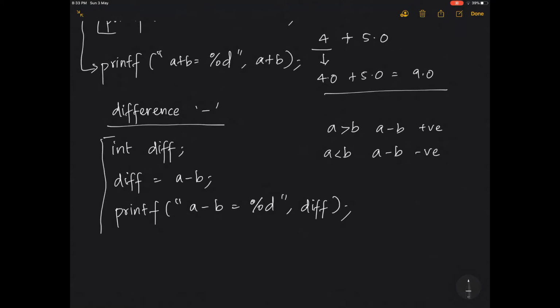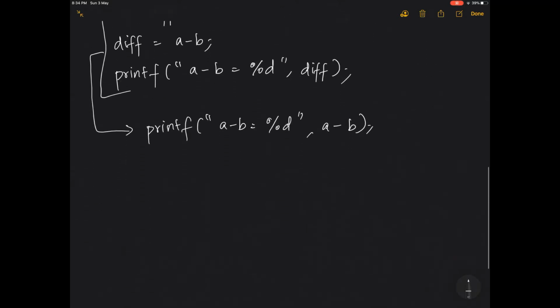Or in place of these, we can replace this with the statement printf a minus b is equal to %d, and just go ahead and print a minus b. So this one statement serves the purpose of the three statements. This is exactly like how we did the sum operation. Here also, if both the operands are integer, you will get your value in integer. If one of them is float, the other will be implicitly converted to float, and your answer will also be float. Now, there is one more method.